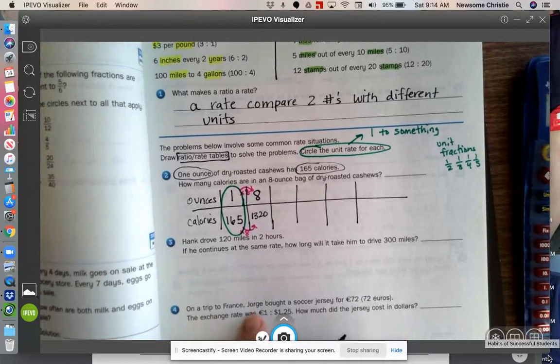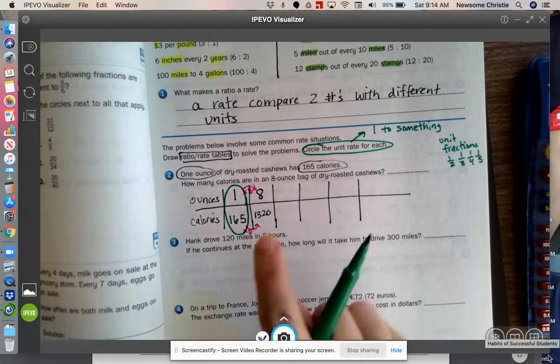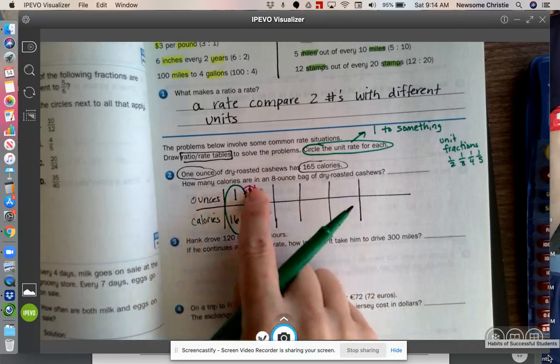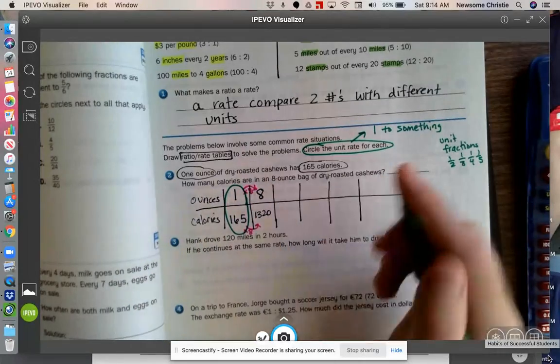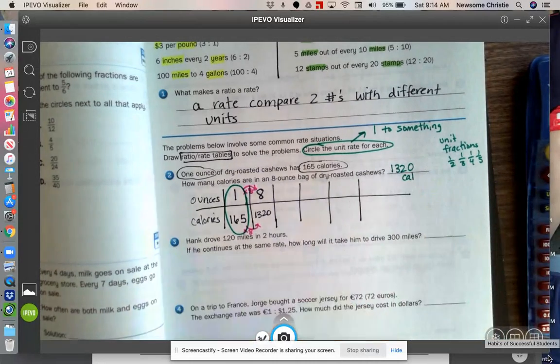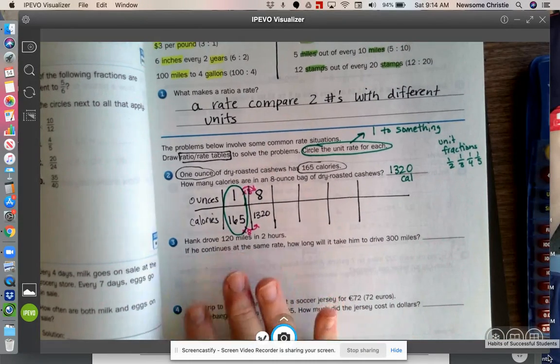This next one's not going to. So let's take a look at it together. Actually, the only other thing we didn't do here was write the answer, right? How many calories are in an 8 ounce bag? Well, that was 1,320. And we did that with that table. Let's look at number 3.